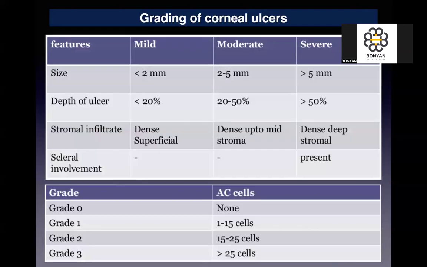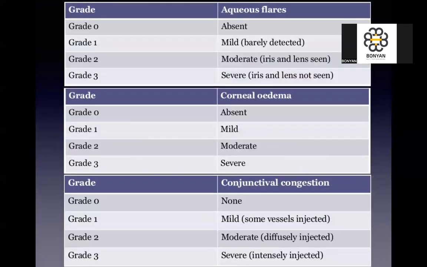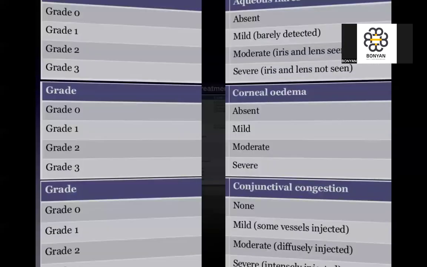Grading. According to this table, you will find all the data, including the mild, moderate, and severe forms of corneal ulceration, according to the size, depth of ulcer, stromal infiltrate, and scleral involvement. And you can grade its activity by the anterior chamber cells, grade 0, grade 1, 2, and 3. The same, you can review these tables.